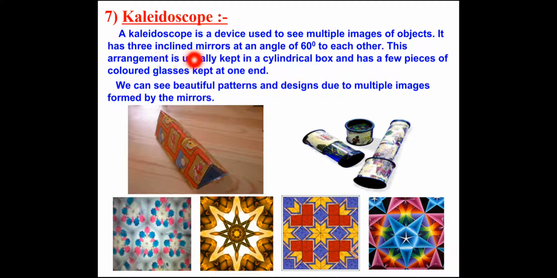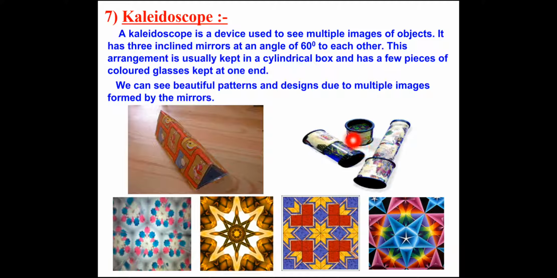These 3 inclined mirrors are kept at an angle of 60 degrees to each other, and this arrangement is usually kept in a cylindrical box with a few pieces of colored glass kept at one end. Now here in this picture you can see the three inclined mirrors at an angle of 60 degrees with each other, placed in the cylindrical box with a few pieces of colored or colored broken glass.